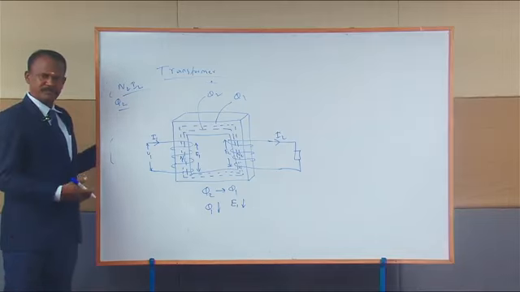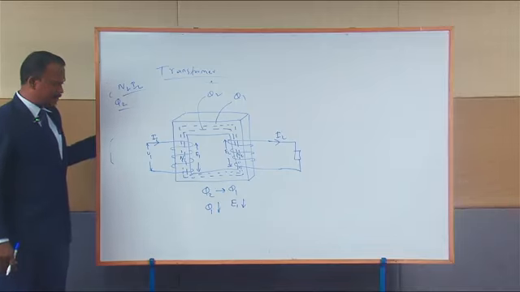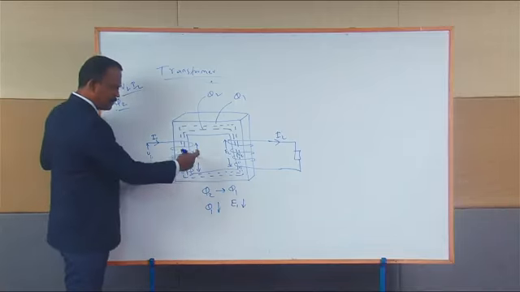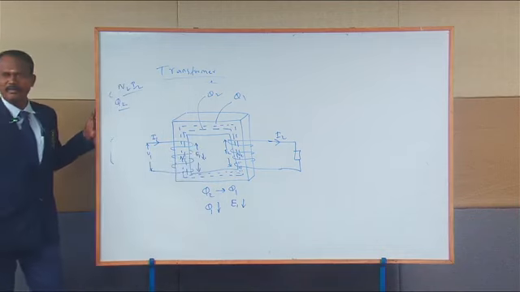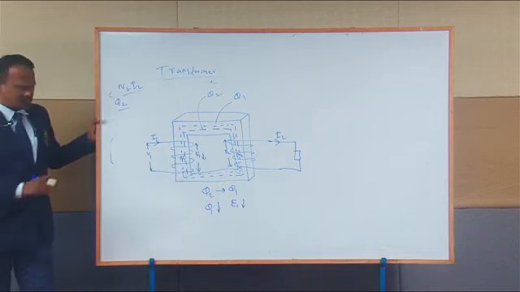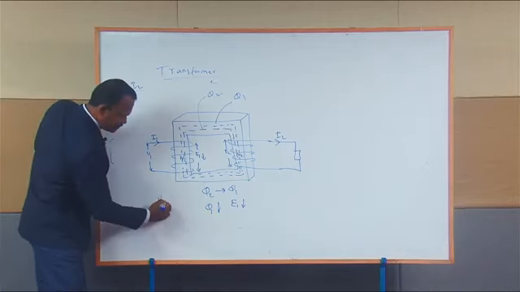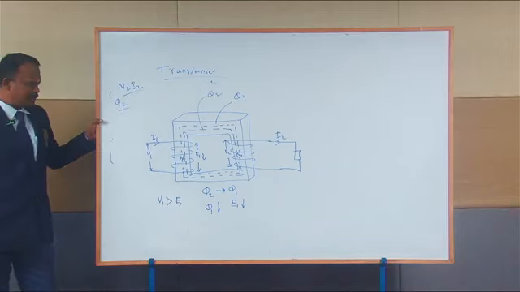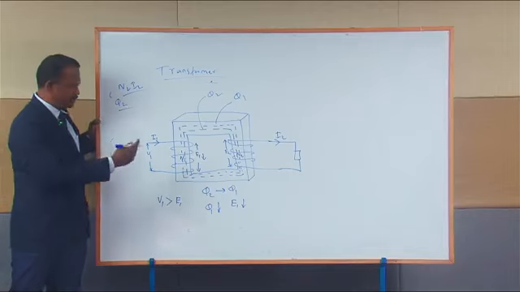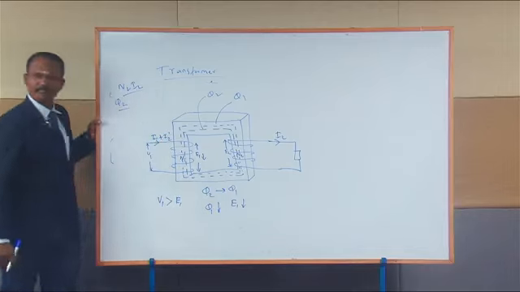When the magnitude of phi 1 decreases, the value of E1 will also decrease. Let us assume that when E1 is decreasing, the terminal voltage V1 is absolutely constant, it is not changing. So V1 is now greater than the value of E1. Then what happens? There is an additional current, I call it I2 dash.